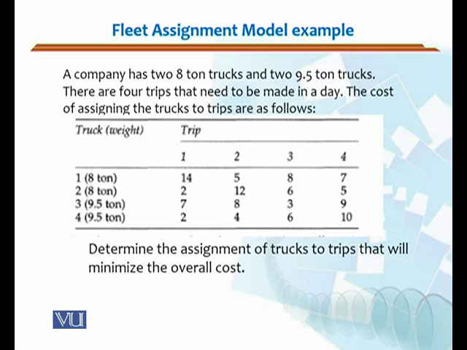The cost of assigning trucks to trips are as follows. So we have a table where the truck weights are given and the trips are also included, the cost of that trip. So truck 1, 8 ton, truck 2 would be 8 ton, truck 3 would be of 9.5 ton, and truck 4 would be 9.5 tons. And trip 1, 2, 3, 4 costs are there in the table. We need to determine the assignment of trucks to trips that will minimize the overall cost.